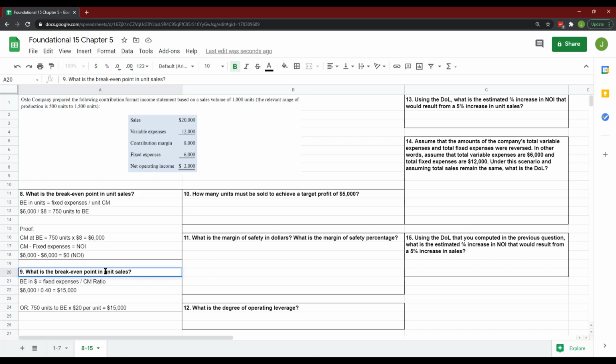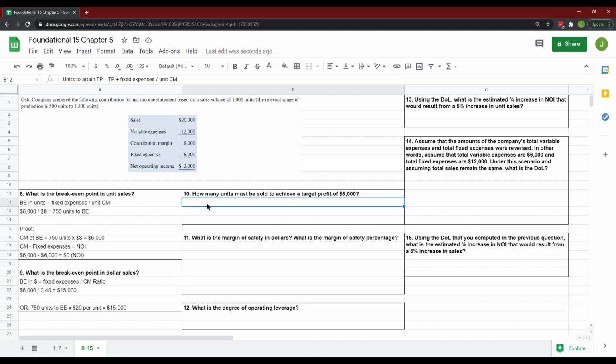And actually I need to change this question. This was what was the break even in dollar sales. That's what we were doing in the second one. So if you know what the target profit calculation is both in units and dollars, you already know what the formula is for break even because the target profit is 0 in that case. So we'll get back to that in a second.